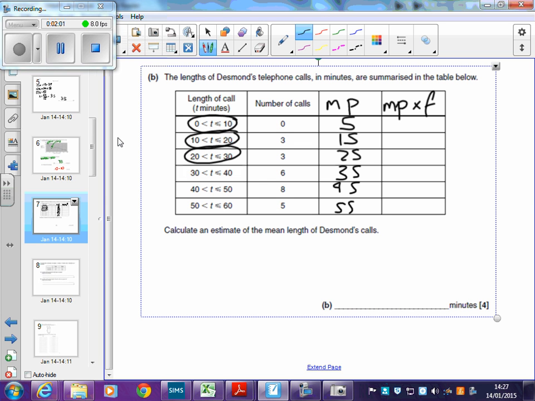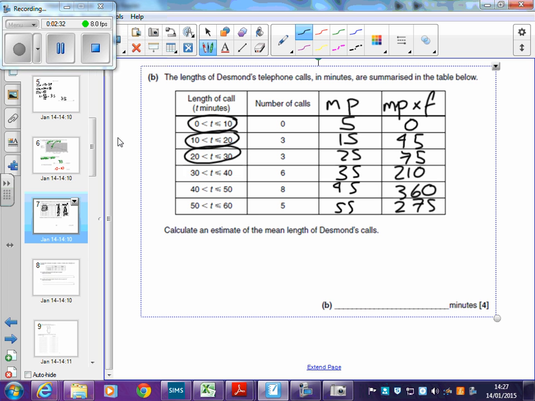Alright, midpoint times frequency. 0 times 5 is 0. 3 times 15 is 45. 3 times 25 is 75. 6 times 35 is 180 plus 30, so 210. 8 times 45 is 320 plus 40, so 360. And 5 times 55 is 250 plus 25, so 275.